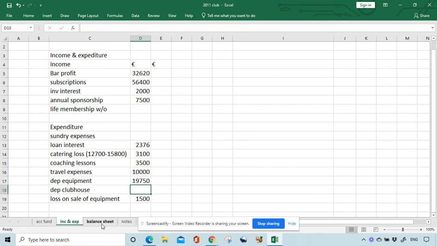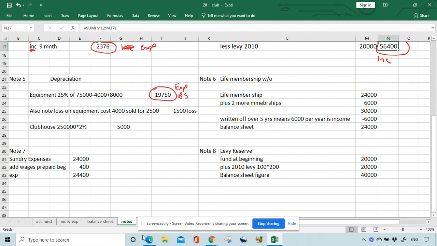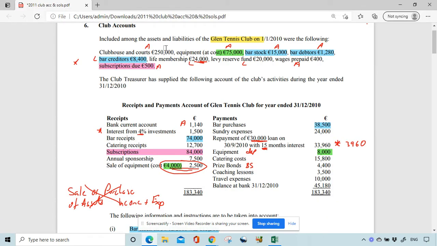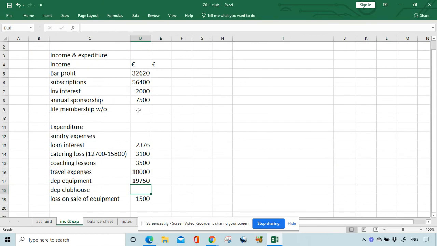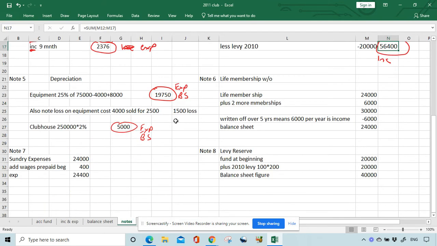Clubhouse now. More straightforward. There's nothing mentioned about the clubhouse. It's just 250,000 times 2%, 5,000. So again, expense and balance sheet, 5,000. Down here we have also mentioned the loss on sale of equipment of 1,500 loss. So that's an expense. So I think we've dealt with it already.